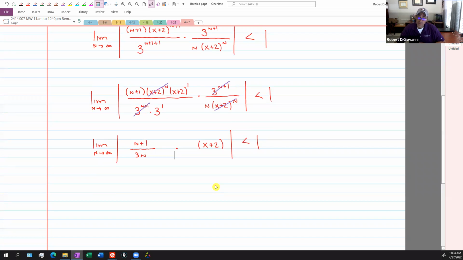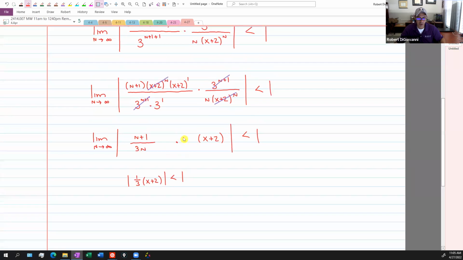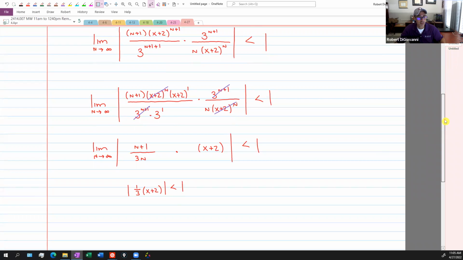So now we can just take the limit, and over here, the only thing that's impacted by the n is this right here, and that goes to infinity over infinity. So if we run L'Hopital's rule on that, we're going to get 1 over 3, so 1/3 is what we would get. So we need the absolute value of 1/3 times x plus 2 to be less than 1. Any questions up to this point? Are we good?